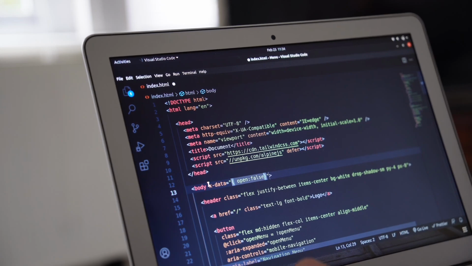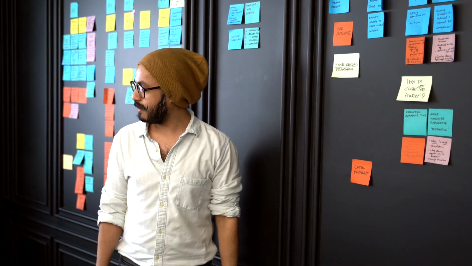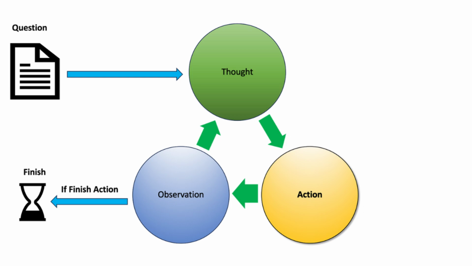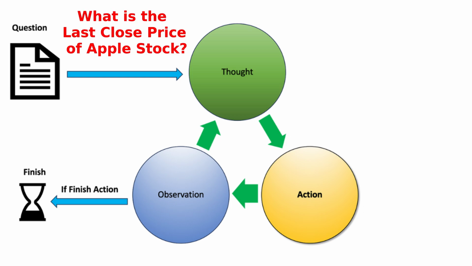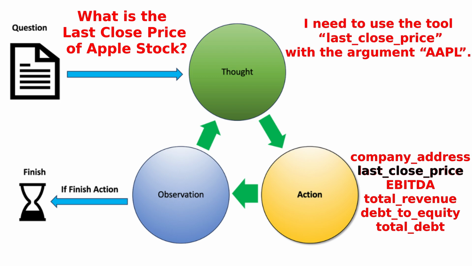Python. ReAct agent, based on the ReAct prompting method, mimics how humans solve real-world tasks, as we reason verbally and take actions to gain information. For the given user query, the ReAct agent starts with a thought on how to solve it. For example, let's say that you ask the agent, what is the last close price of Apple stock? The agent has various tools available, one of which is to retrieve the latest close price of any stock. Its first thought will be that to answer the given question, I need to use the tool last close price with argument AAPL. It will then call the tool to retrieve the latest close price and move on to observation.